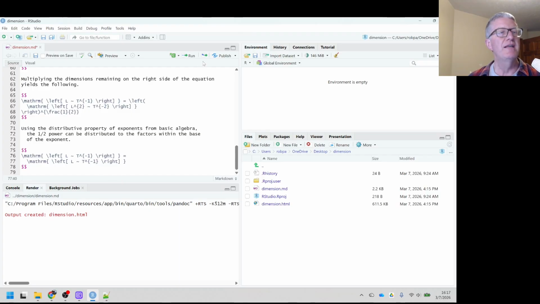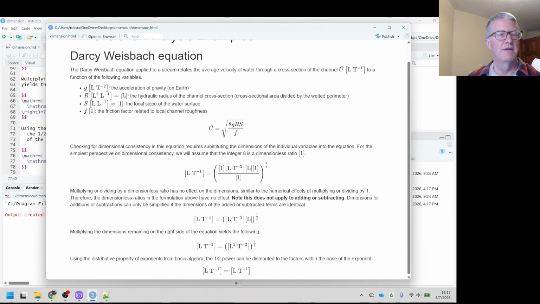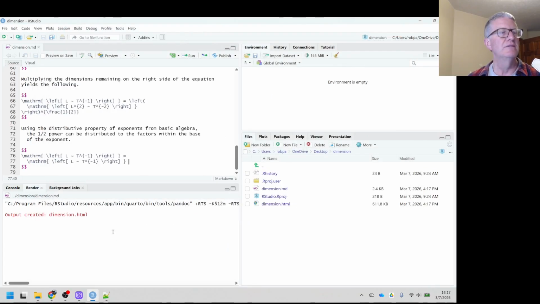So where does that leave us? That leaves us with the fact that the left side of the equation is a velocity, and it turns out the right side of the equation also simplifies to being a velocity. So what does this mean about dimensional consistency?